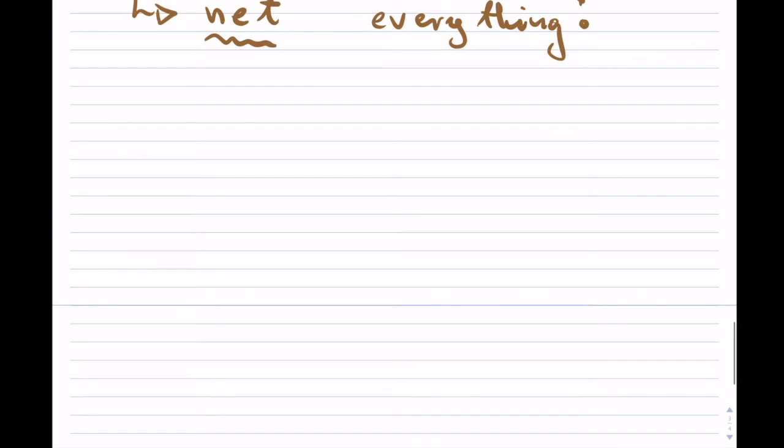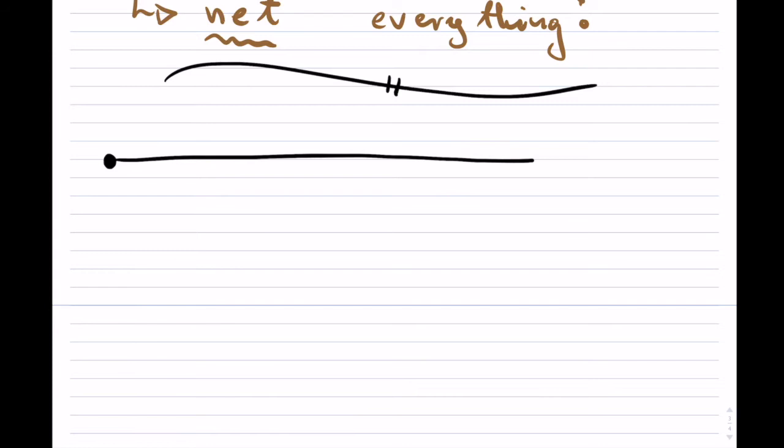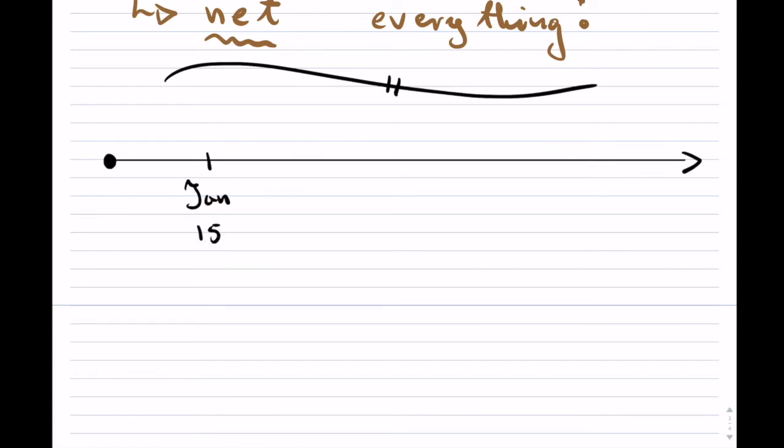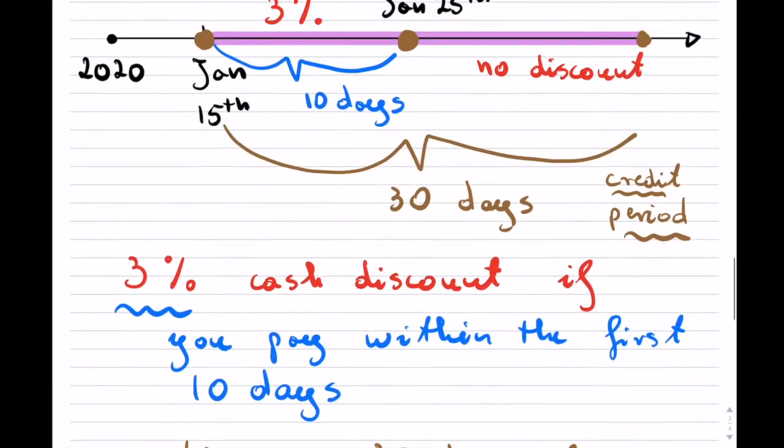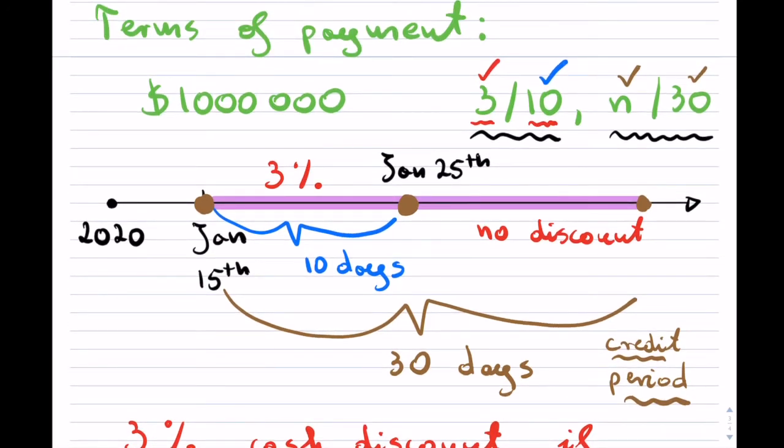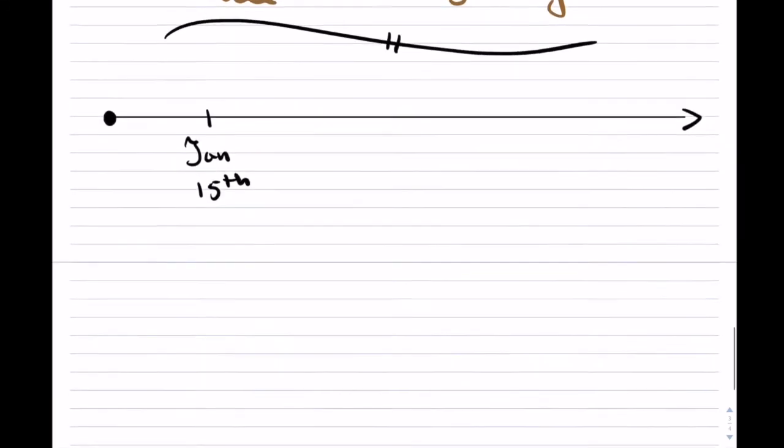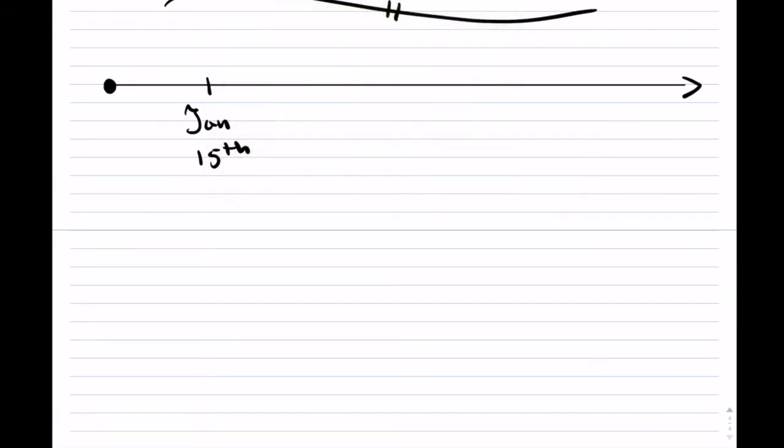So I will take the same example that you have, and I'm going to draw my timeline here. So this goes on. What we have been told is that this invoice was issued on January 15th. Now, if instead your terms, which are 3/10, n/30, if the company writes on the invoice, let's say 3/10, n/30, then so far this means ordinary dating.